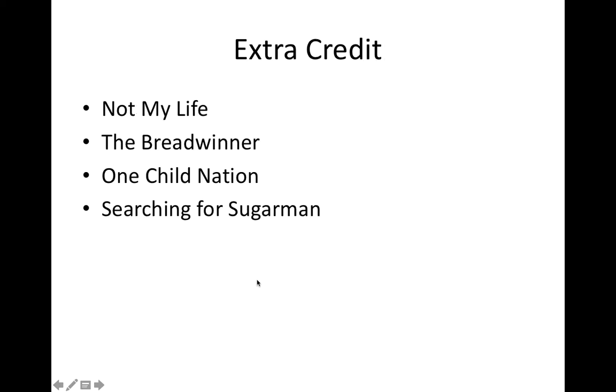Okay, so extra credit before the end of the semester. Here are four, because we can't do a hike once again. Very sad. But here are four different movies you can watch. Not My Life is about trafficking, and it's on Amazon. The Breadwinner is on Netflix, and it's based on a book. It's about a family living in Taliban-controlled Afghanistan. It's fictional and it's animated, but it is so good.